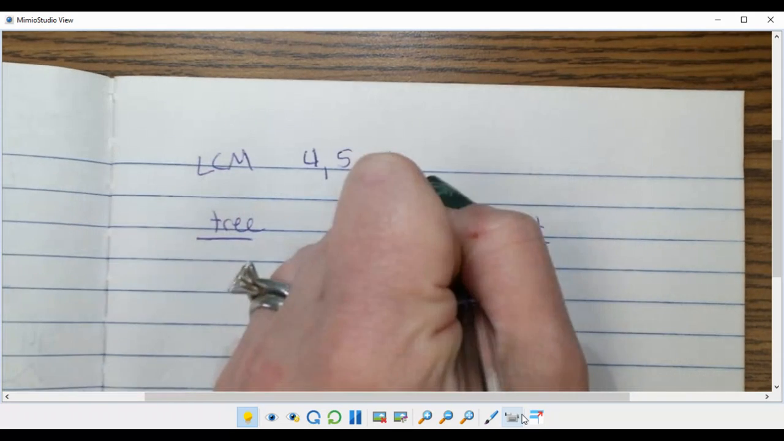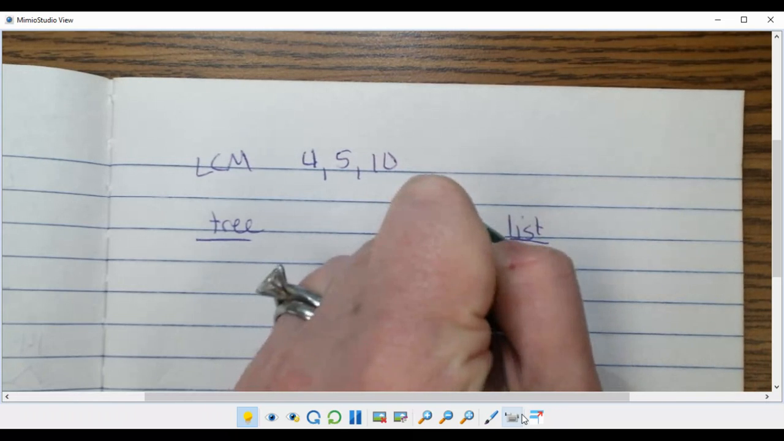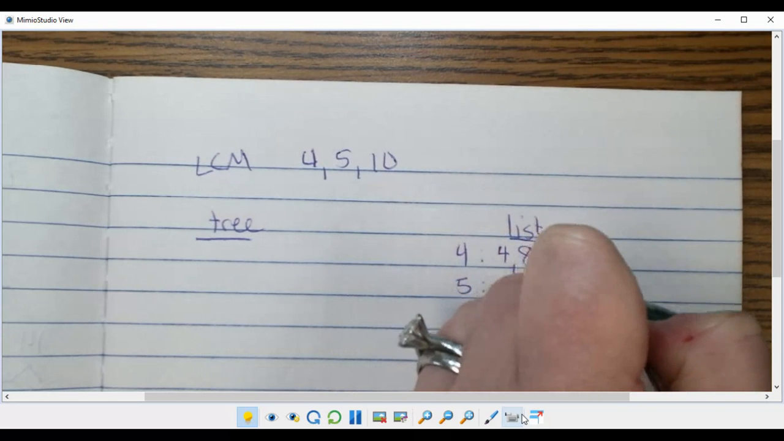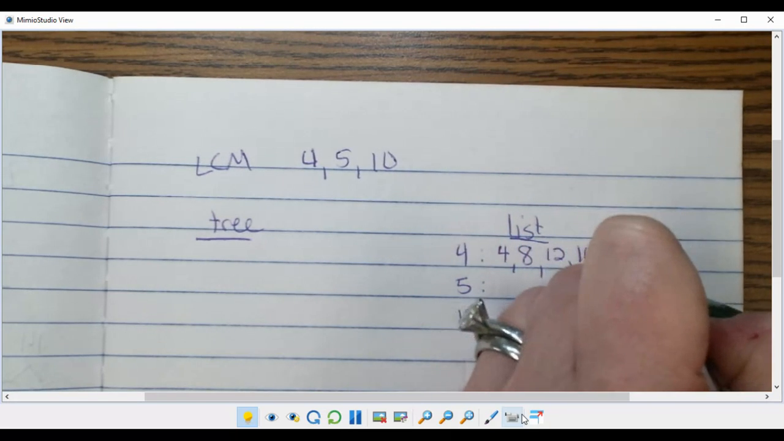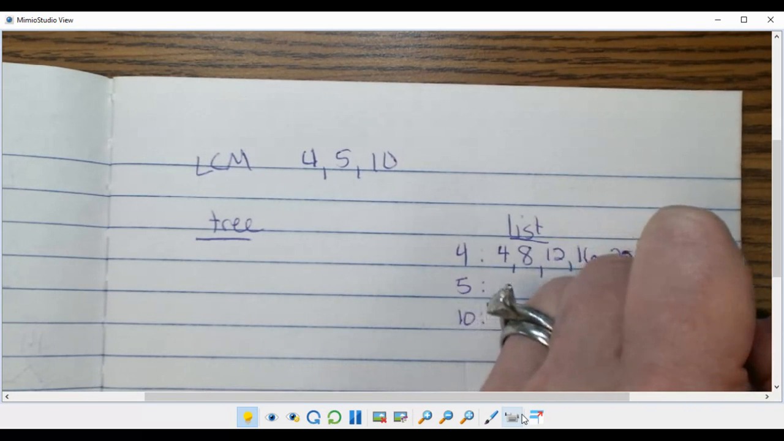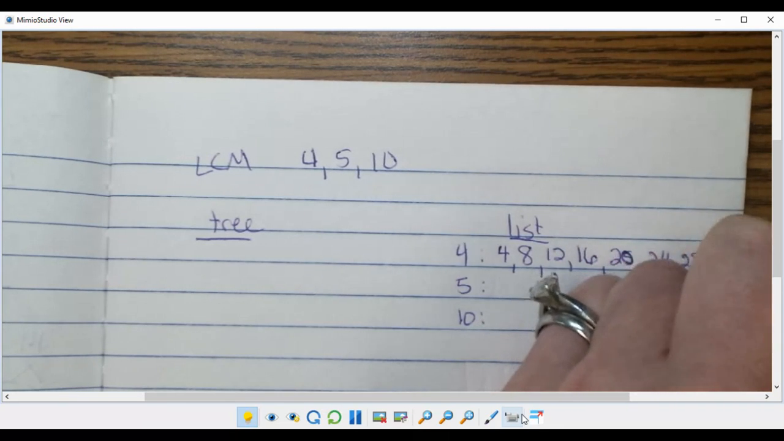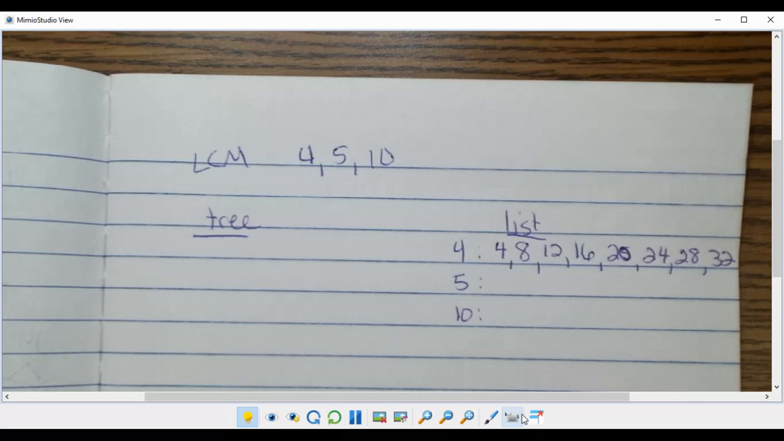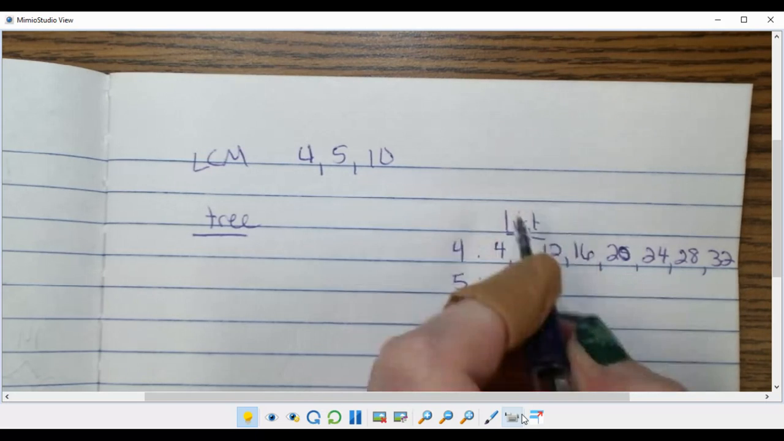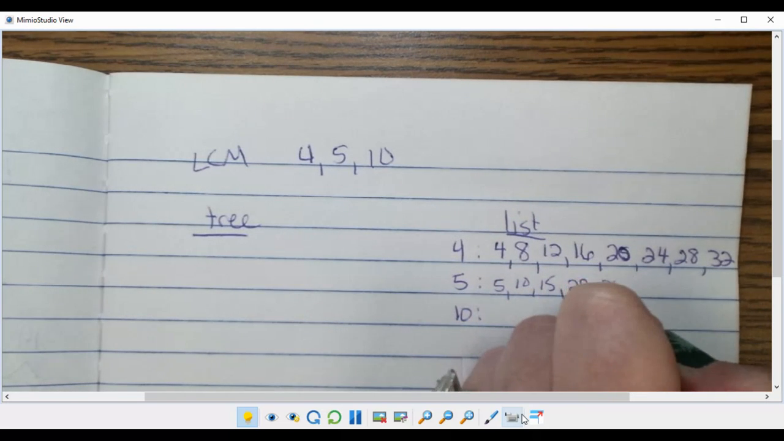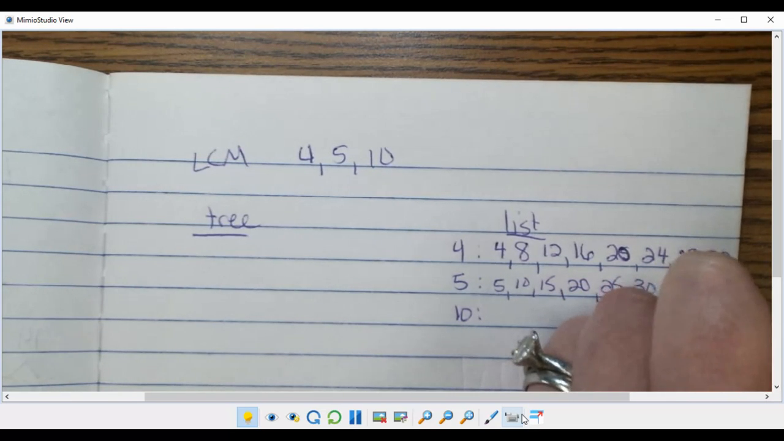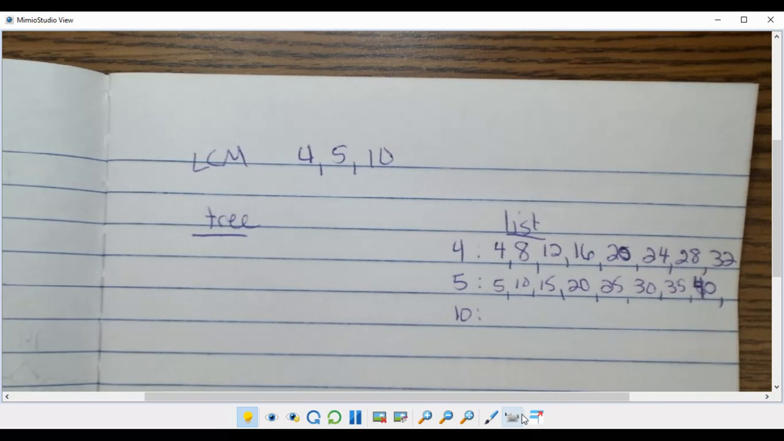Luckily, these numbers are a little smaller, so your lists will go a little faster. So let's do 4 times 1, 2, 3, 4, 5, 6, 7, 8, and I could continue on if I needed to. All right, let's count by 5s. 5 times 1, 2, 3, 4, 5, 6, 7, 8. Oh my goodness, that's a 4. And I could continue on if I needed to.